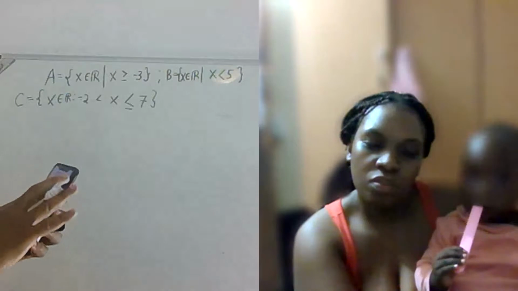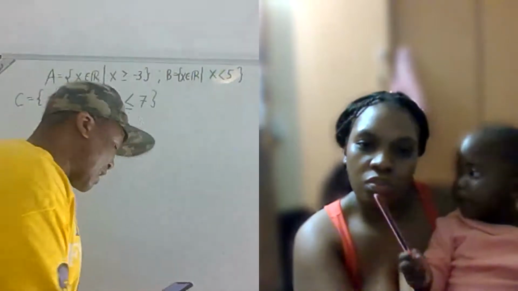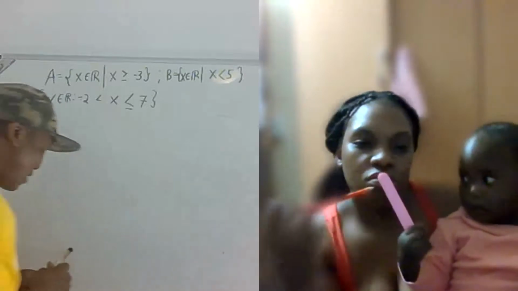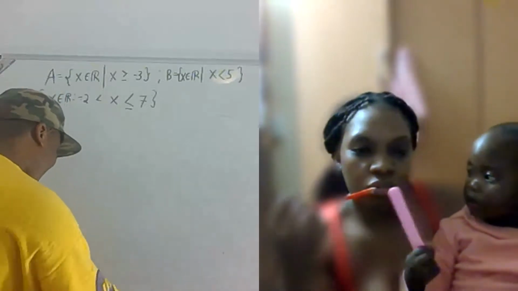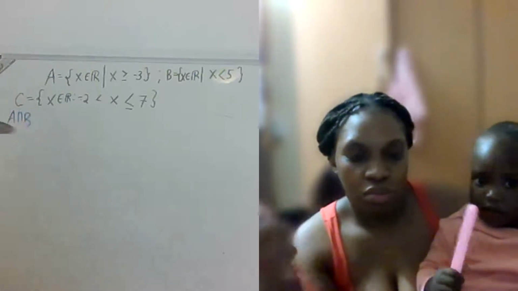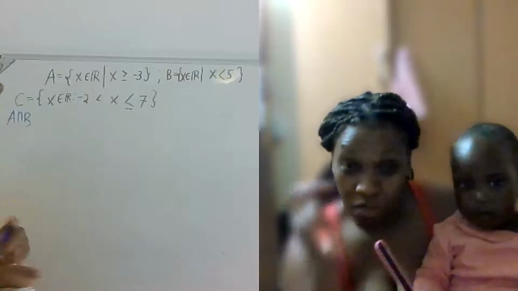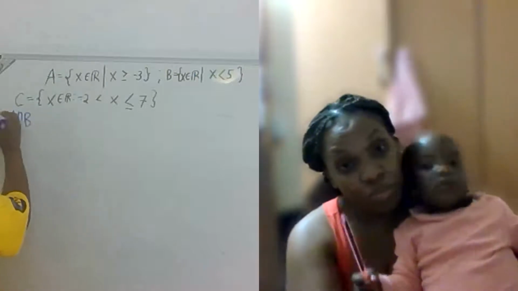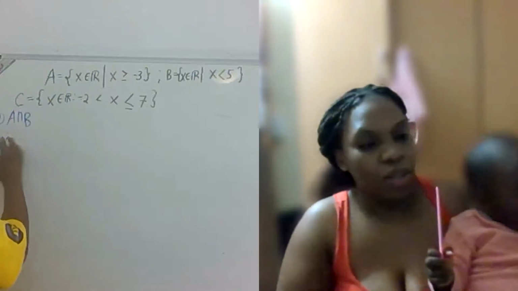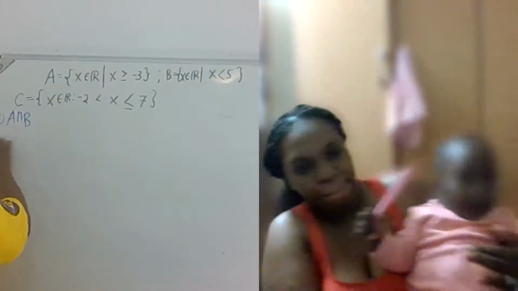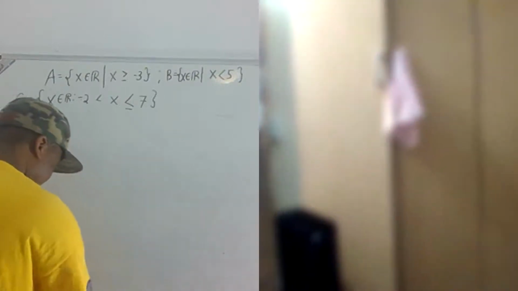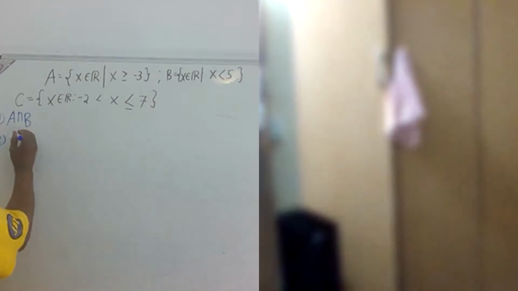They say which of the following statement is true. So they give us here a random statement. They give us A intersection B. So we're going to find out this, and we're going to compare here and answer. They say find A intersection B. There's another one with A intersection C.